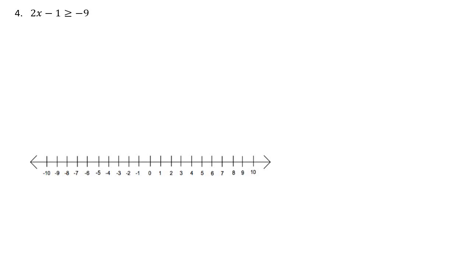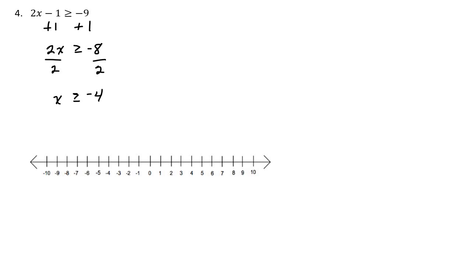Okay, problem 4. You notice I have a 2-step problem. I'm going to solve this like I would an equation. I'm going to get rid of this -1 first by using inverse operations. So add 1 to both sides of the inequality. So I have 2x is greater than or equal to -8. And then divide both sides of my inequality by 2. So I have x is greater than or equal to -4.